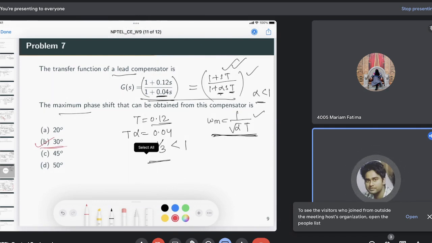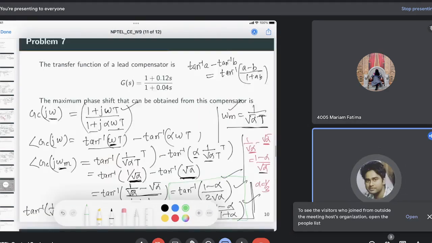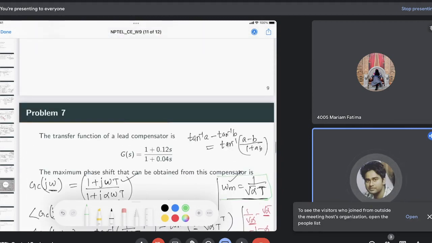So you can directly use this last formula to compute this without going through the written steps. So this is how you compute this angle, that is the maximum contribution from this compensator.